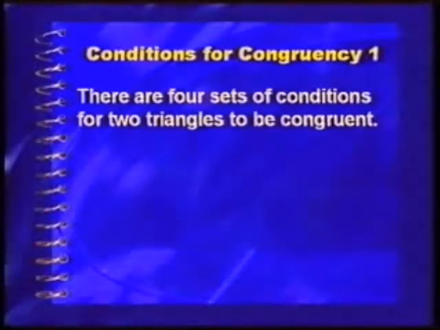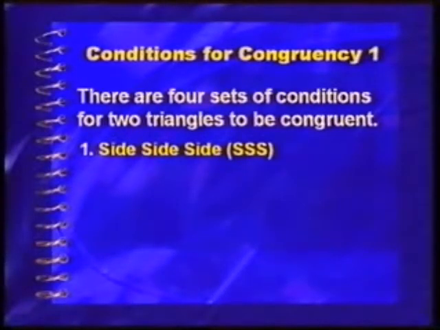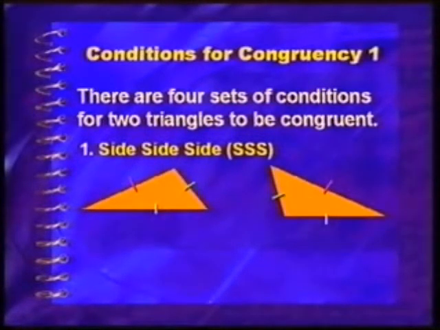Now what do you do with congruent triangles? Well, let's first of all have a look at some conditions for congruency. There are in fact four. The first condition is side, side, side. That's generally referred to as SSS. And in that case, if there are three sides that are congruent to three sides in a second triangle, you can say that the triangles are congruent.